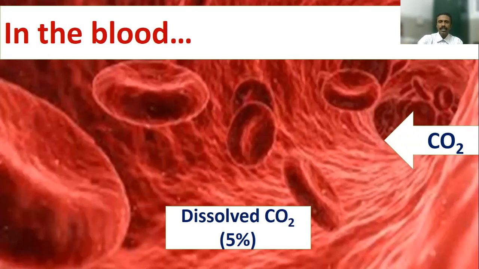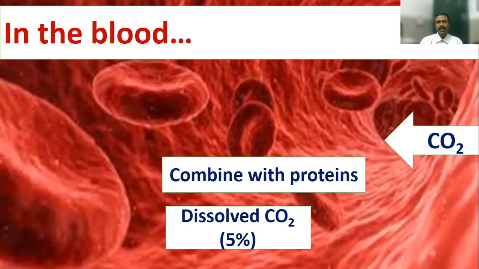The other way in which the carbon dioxide is transported in the blood is in combination with the plasma proteins. There are several plasma proteins. We know albumins are there, globulins are there. And these plasma proteins have amino acids which have an amine end in their chain. So to this amine end, the carbon dioxide combines to form carbamino compounds. That's another way of transport of carbon dioxide.